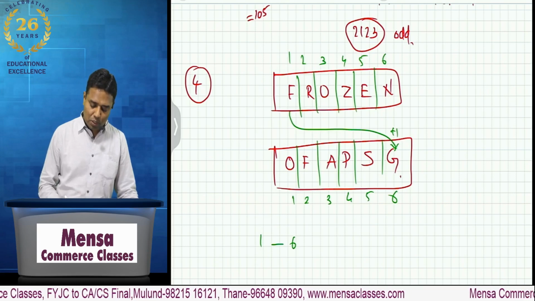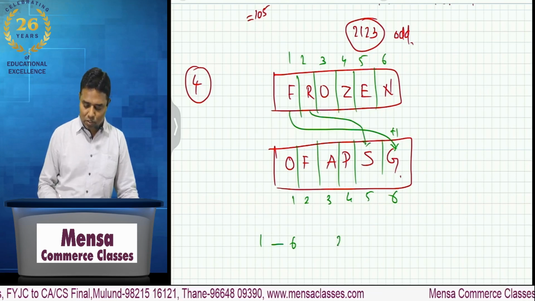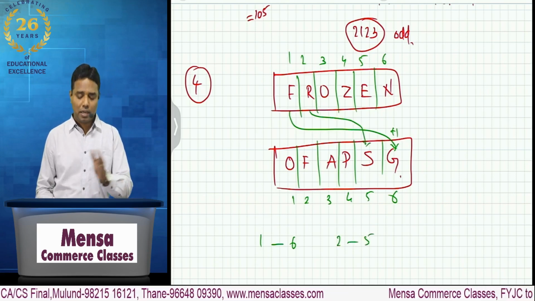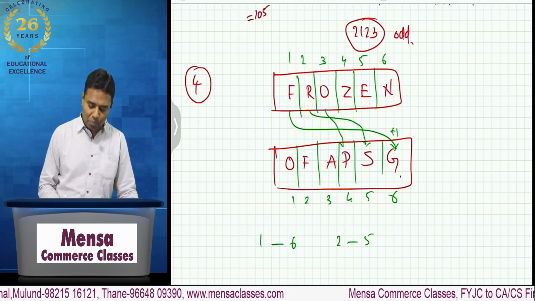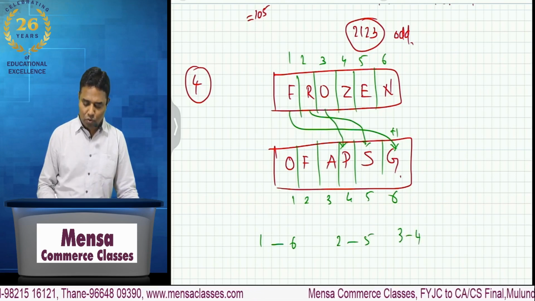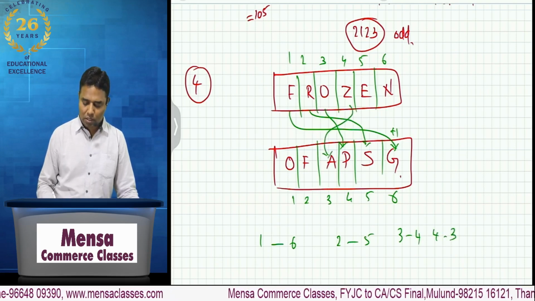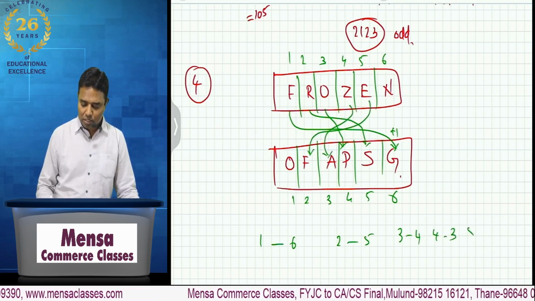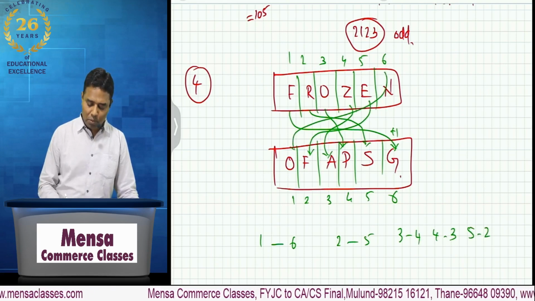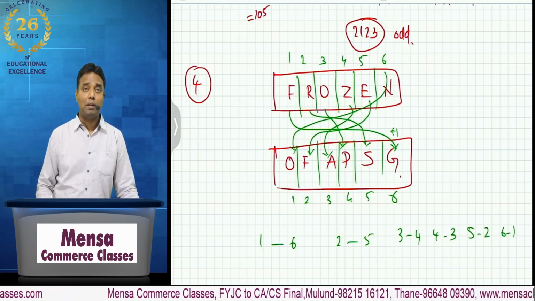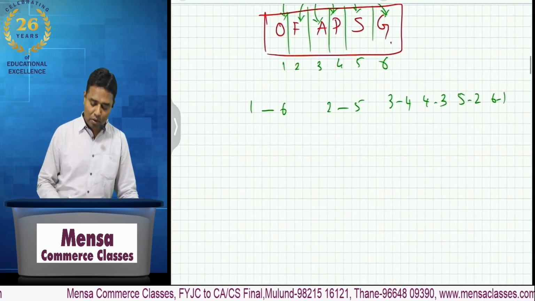Let us check, does it work? R becoming S, yes, 2 and 5 are connected with again plus 1. O becoming P, that is 3 connected with 4, again plus 1. Z becoming A, that is 4 connected with 3. E becoming F, that is 5 connected with 2. N becoming O, that is 6 connected with 1. Works. Correct. So that is how the pattern is.